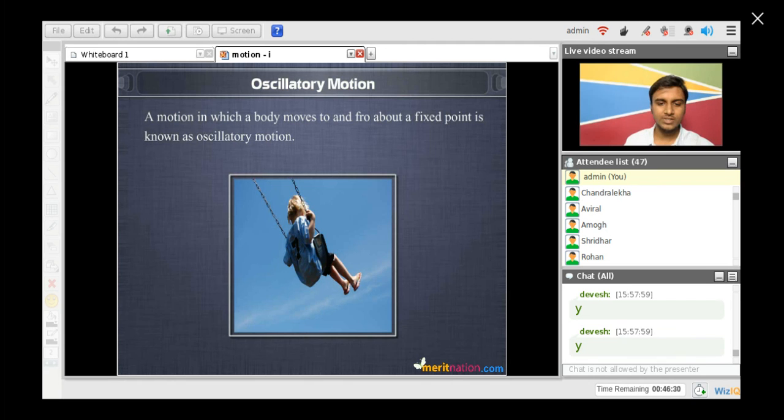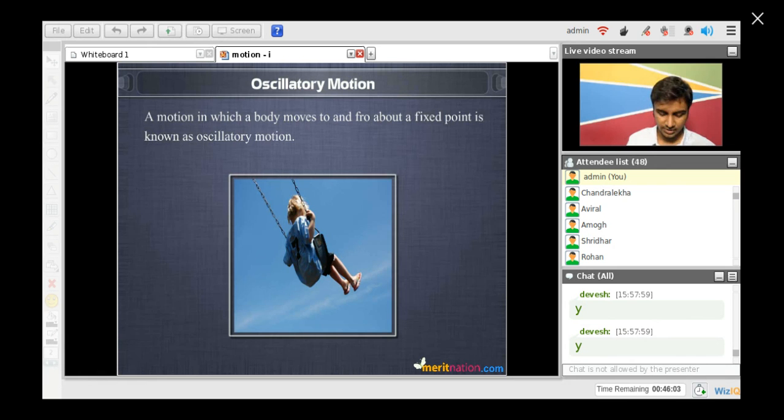So you asked me what is the difference between rectilinear and translatory motion, right? I'll reply to this question, just wait for 2 minutes. Let me finish this slide first, then I'll reply to your question. So, a motion in which a body moves to and fro about a fixed point.